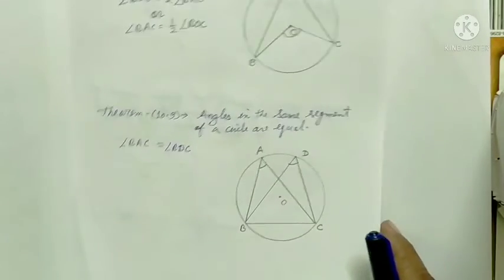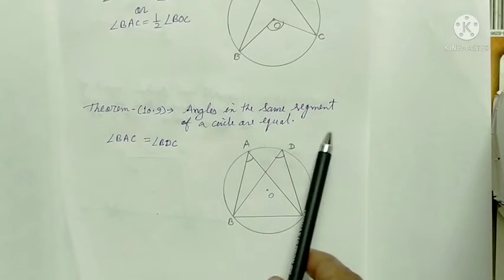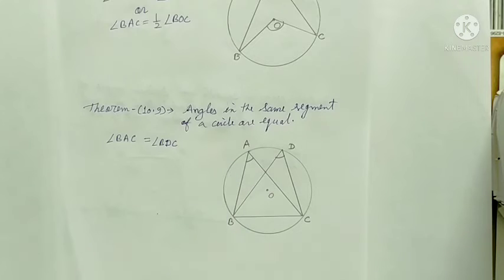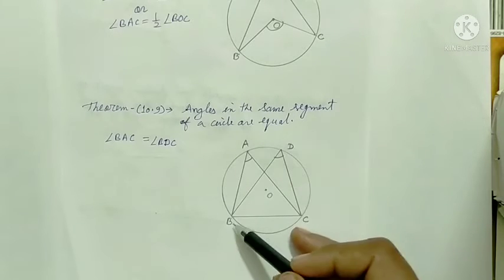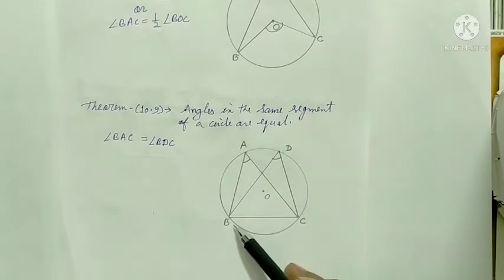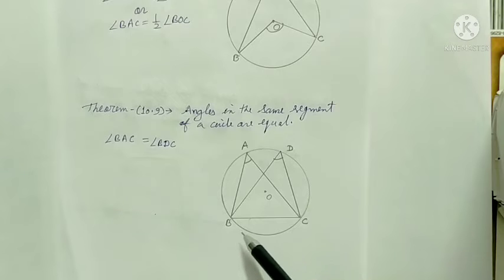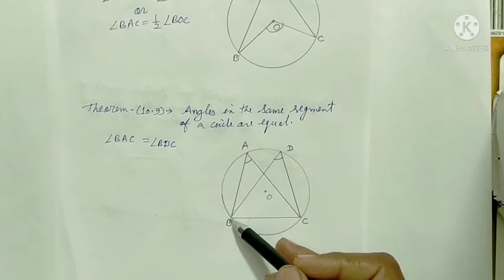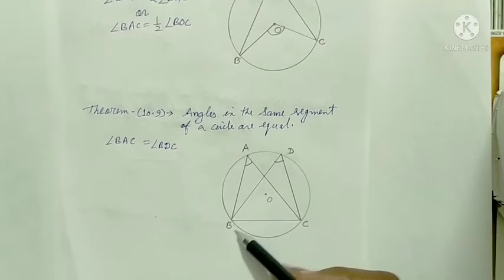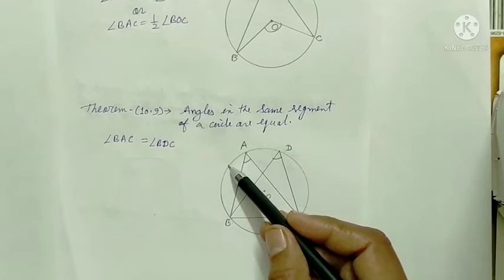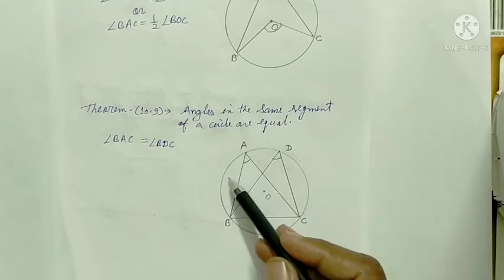Next, Theorem 10.9. It is written clearly: angles in the same segment of a circle are equal. Students, you can see here two segments. One is the major segment BAC, BAD, this whole, and this is the minor segment. So all angles which lie in the segment, like angle BAC and angle BDC, will be equal. If you take any third angle, suppose BMC or BLC, then the values of all four angles will be equal.